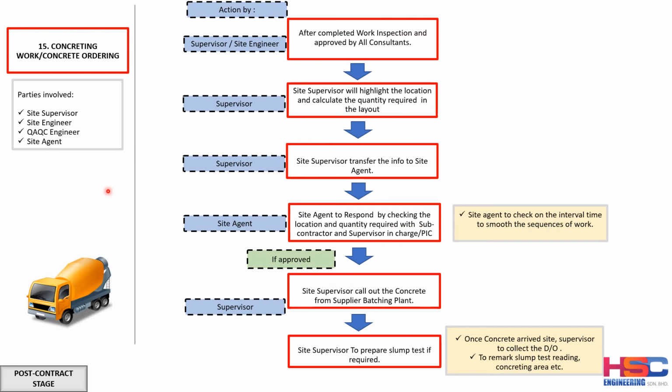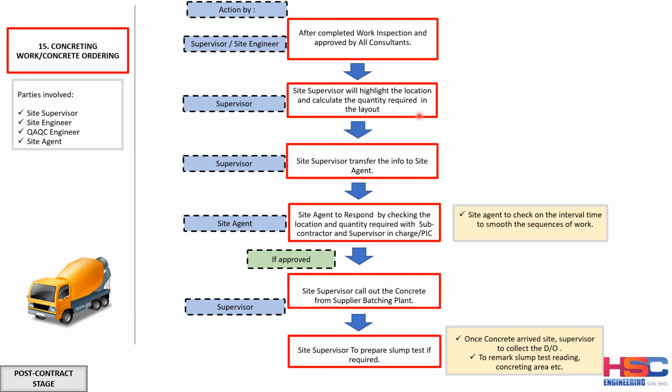Okay, after that, another thing that is also important during the post contract is, for example, the traditional work, concreting work, and concrete ordering. These are the parties involved: the site supervisor, the engineer and the site agent. Once we complete the inspection, before we start the concrete casting, the work inspection needs to be approved first by the consultant. Once it's approved, the site engineer or the site supervisor will highlight the location and calculate the quantity required in the layout. It is a good practice.